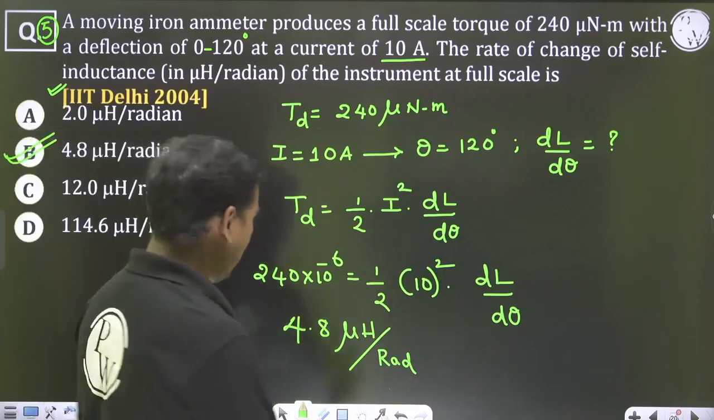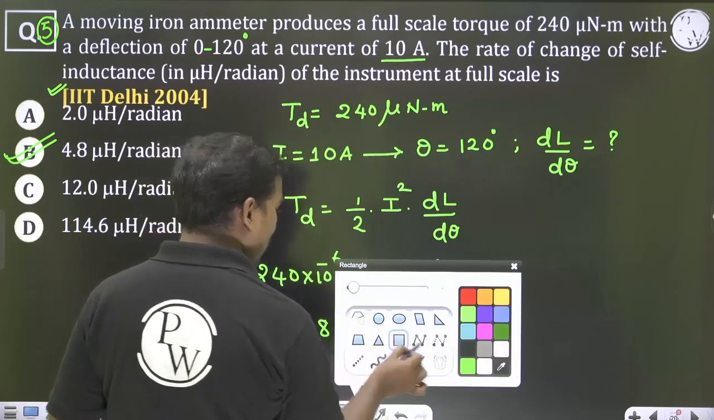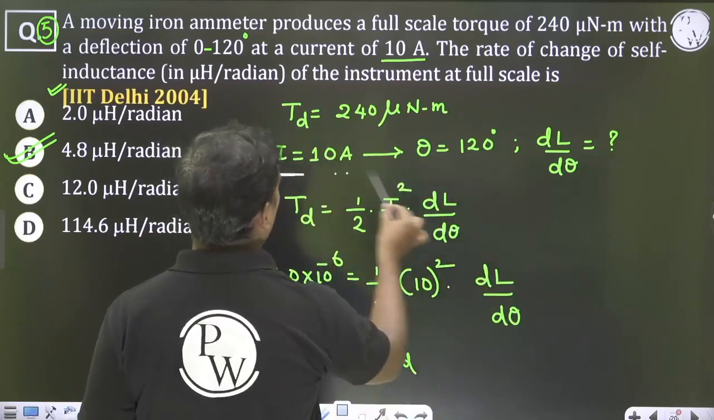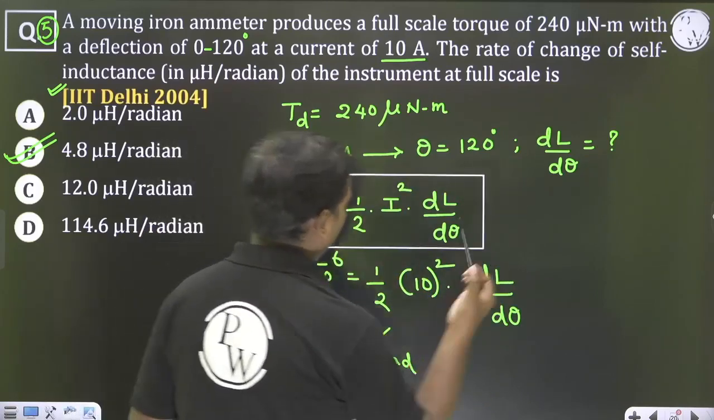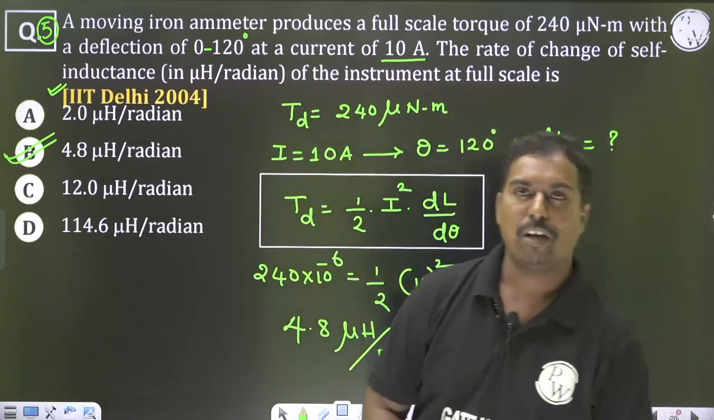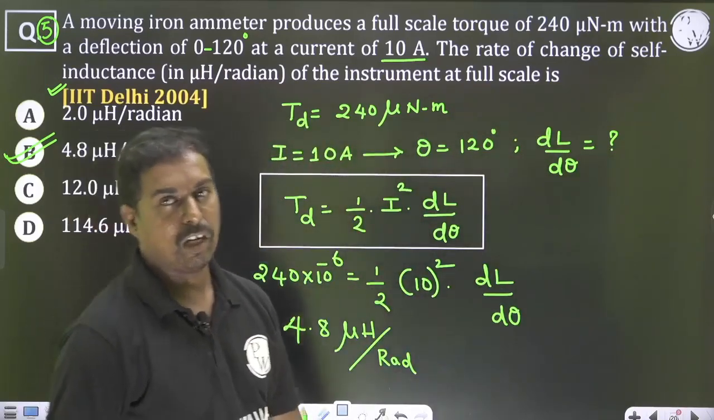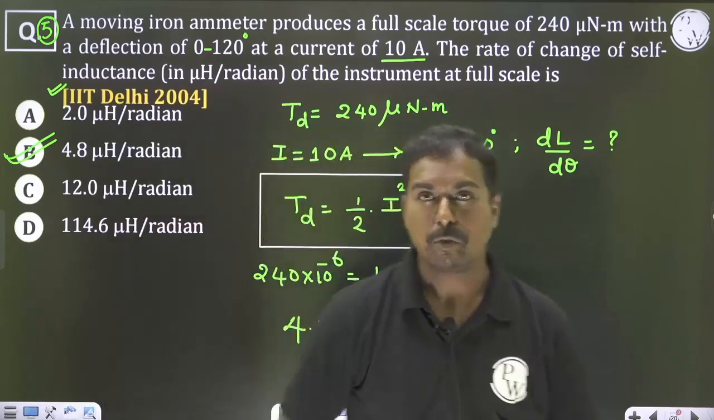So don't forget this working formula. That's why in the initial lecture I kept more importance on this deflection torque expression. Deflection torque formula: 1 by 2 I square dL by d theta. If you followed, now very, very good questions.